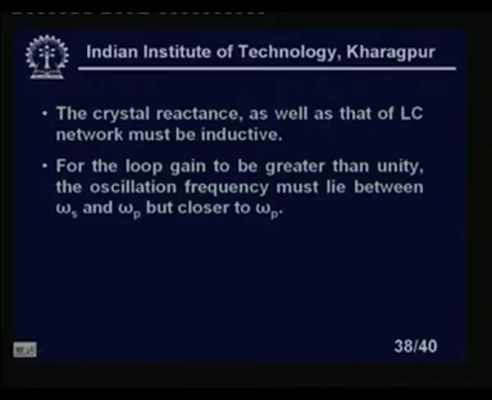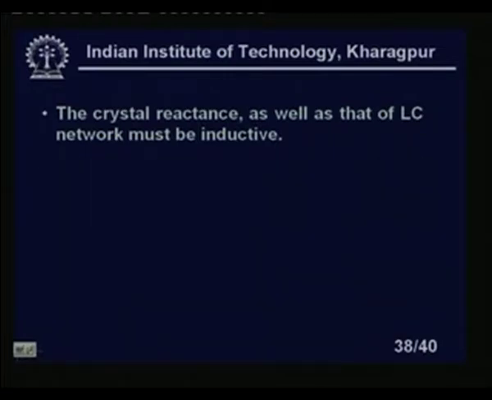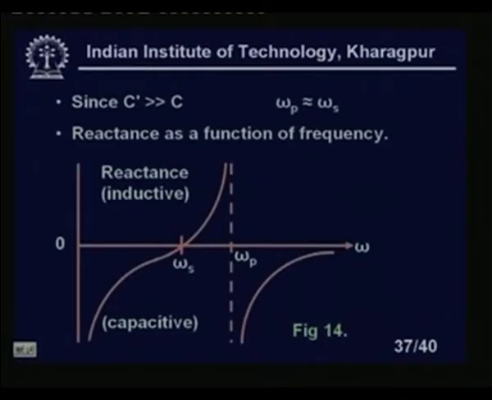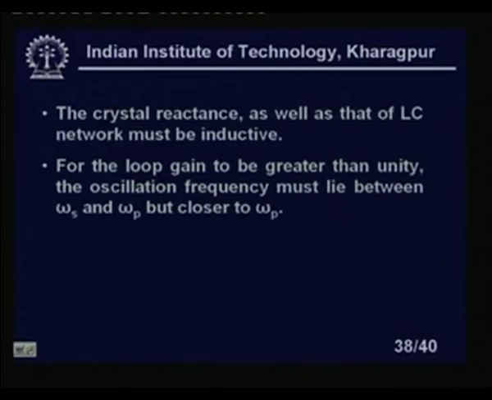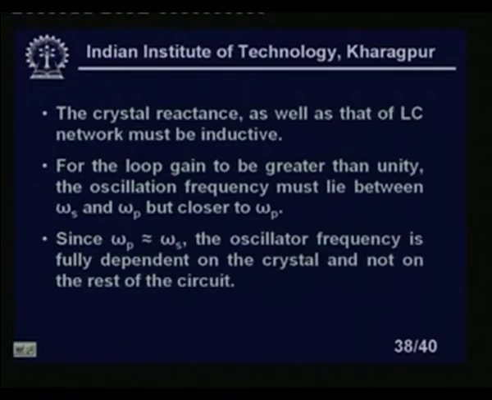For the loop gain to be greater than unity, the oscillation frequency must lie between omega s and omega p, but closer to omega p. So, the loop gain we have seen means it should lie between omega s and omega p, but closer to omega p. If it is there, no problem, I can purposefully choose that thing.